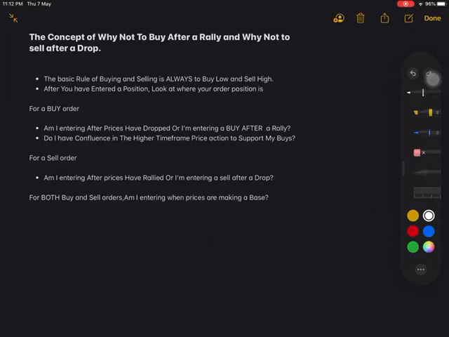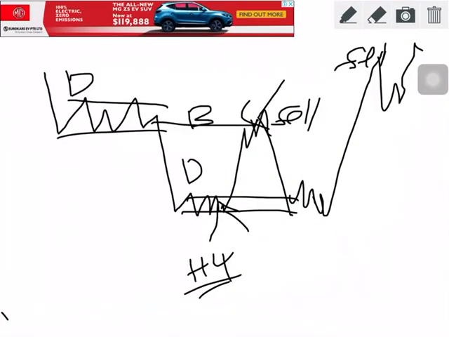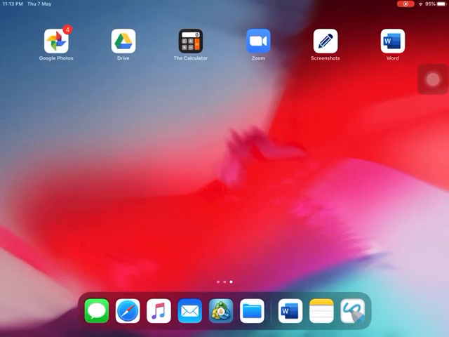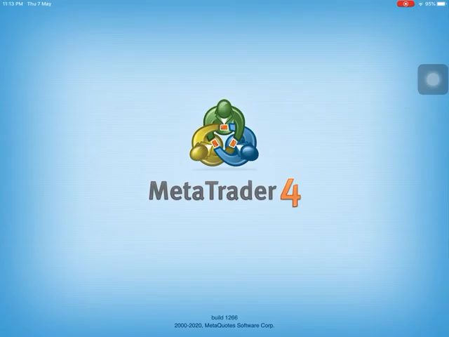For a sell order, you have to enter after price has rallied, not after a drop. For instance, in this case, you're looking for a sell after price has already rallied. Then your sell order is going to have a high probability of making a profit. Then take profit here. Most of the time, it's just going to be up, down, up, down, up, down and all that. So let's see whether I can see it on the charts.